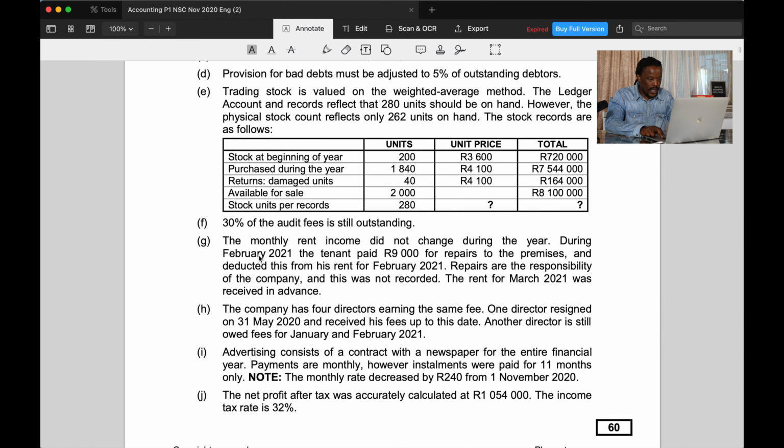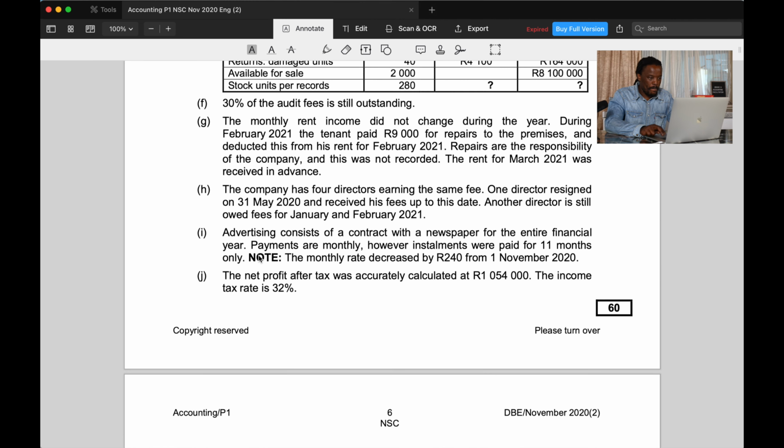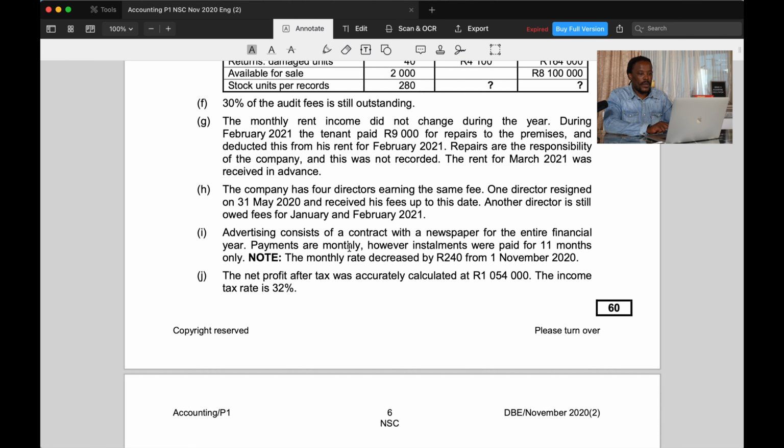Now let's look at what is happening next. Advertising consists of a contract with a newspaper for the entire financial period. Payments are monthly. However, installments were paid for 11 months only. Note the monthly rate decreased by 240 from 1 November. Refer to the previous exercise.